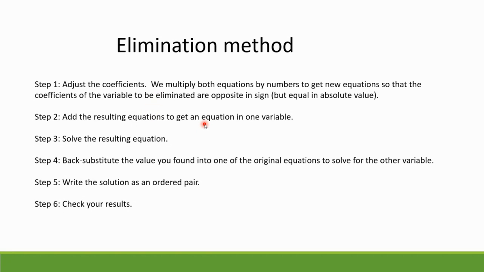You'll get one equation in one variable, and you will solve it. And of course, once you solve it, you plug the answer into one of the two original equations, and that'll give you the other variable. Then you're going to write the solution as an ordered pair, and it's good to check your results. That's the elimination method. And again, we'll go through some examples to illustrate it.